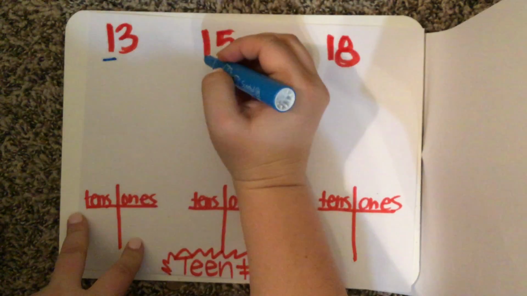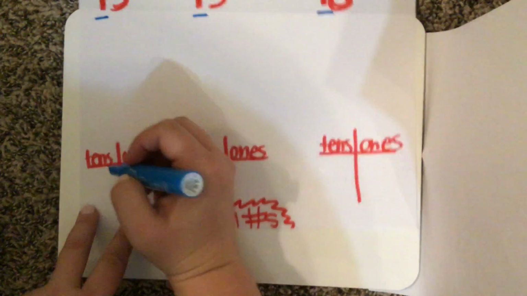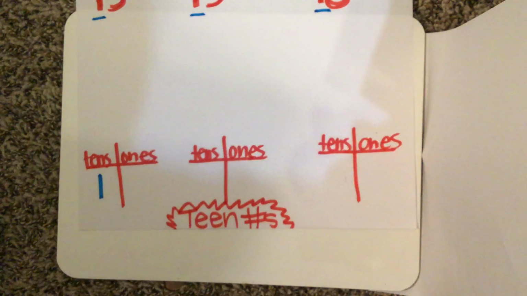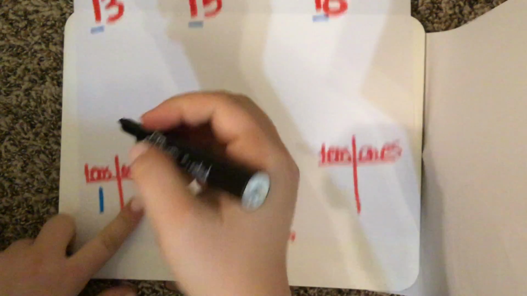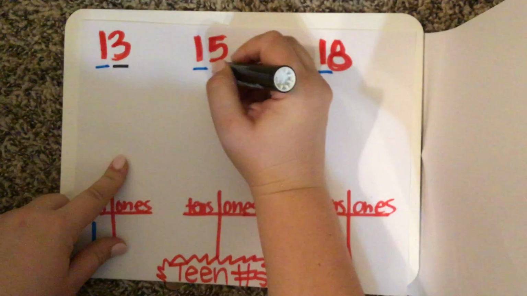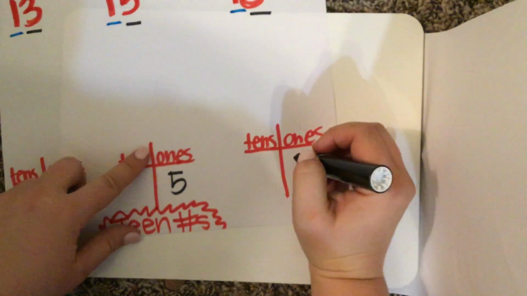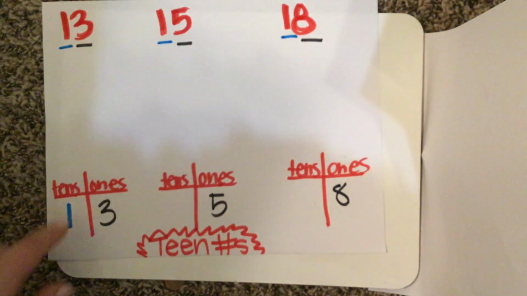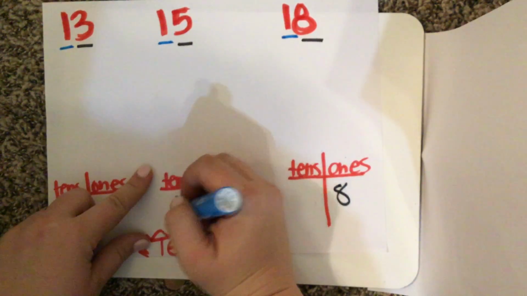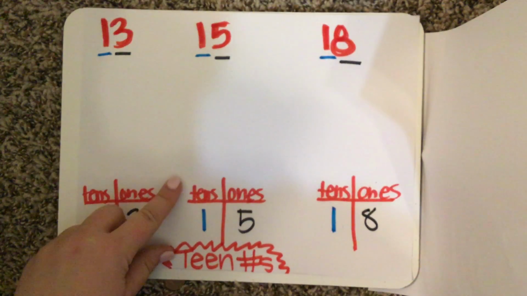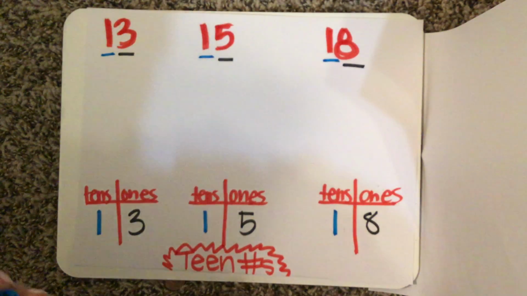So our 1 is in the tens place. And then our ones place changes. We have a 3, we have a 5, and we have an 8. So we've got a 1 in the tens place, and then we have different numbers in our ones place. Well, let's show these numbers, and let's see how that makes sense.